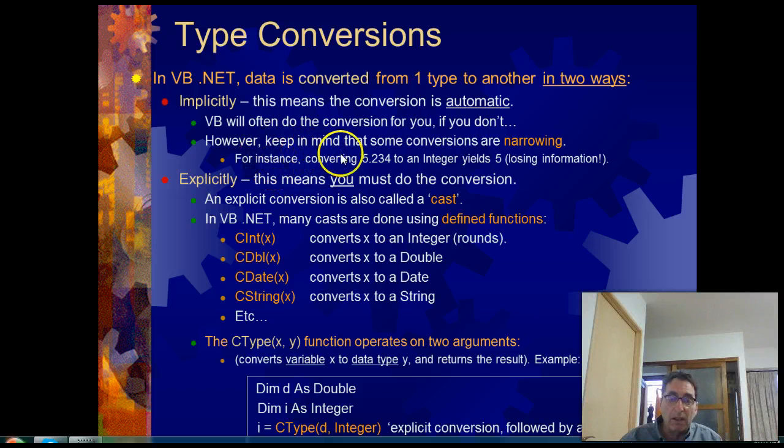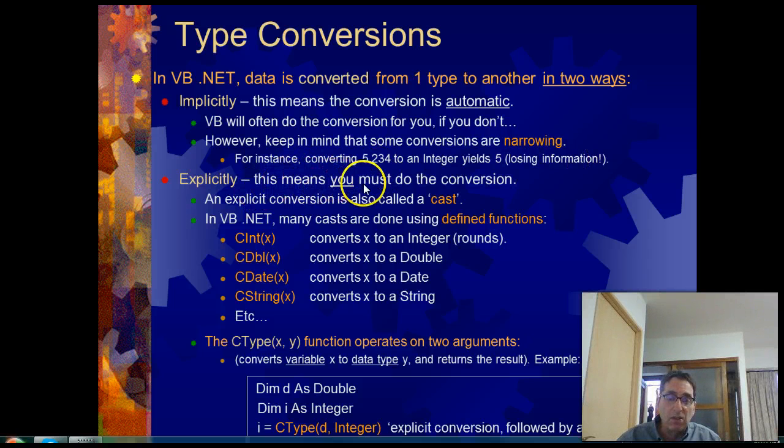Okay, however, keep in mind that some conversions are narrowing. For instance, converting this to an integer. I'm not talking about converting a string to an integer now. I'm talking about converting a number like this to an integer yields 5. So you're losing some information there.